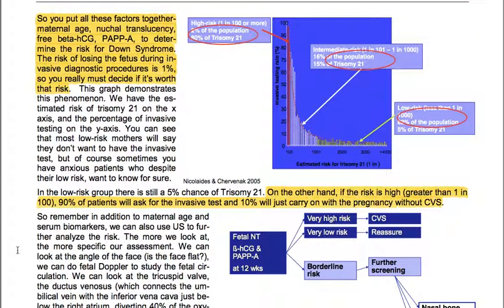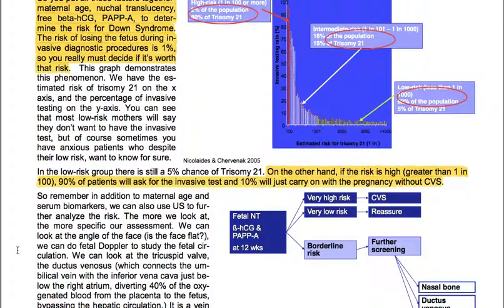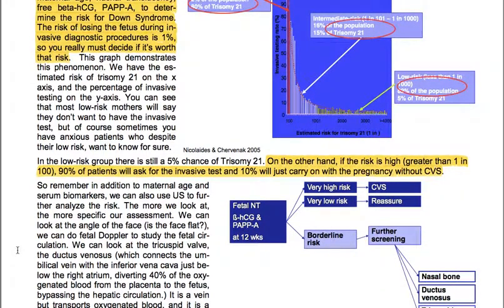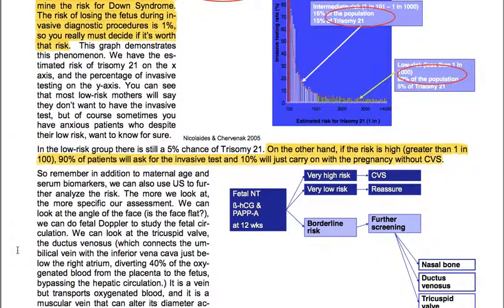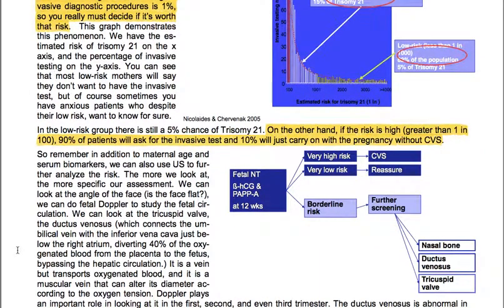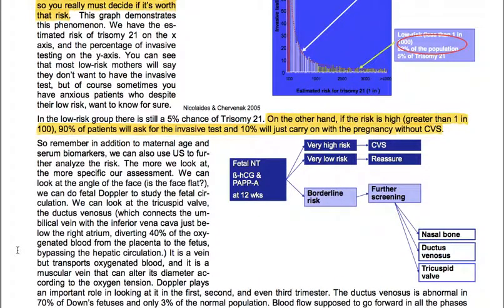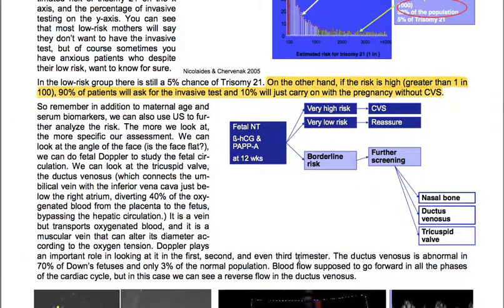the ductus venosus, which connects the umbilical vein with the inferior vena cava just below the right atrium, diverting 40% of the oxygenated blood from the placenta to the fetus by passing the hepatic circulation. It is a vein but transports oxygenated blood, and it is a muscular vein that can alter its diameter according to the oxygen tension. Doppler plays an important role in looking at it in the first, second, and even third trimester. The ductus venosus is abnormal in 70% of Down's fetuses and only 3% of the normal population.